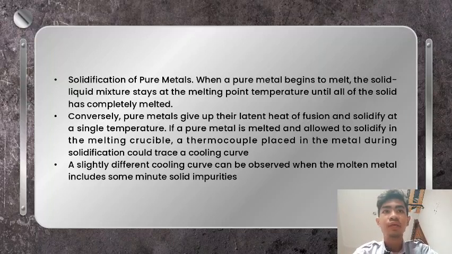A slightly different cooling curve can be observed when the molten metal includes some solid impurities. These impurities promote solidification by serving as nucleation sites, such that the atoms can anchor themselves onto these impurities, therefore there is only some undercooling. Although it is possible under very closely controlled conditions to cool a metal far below its melting point, the extent of undercooling experienced in practice is usually very small.